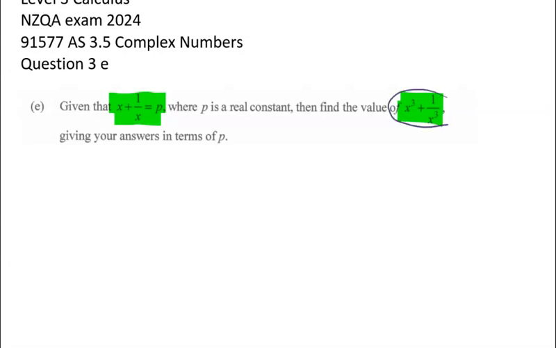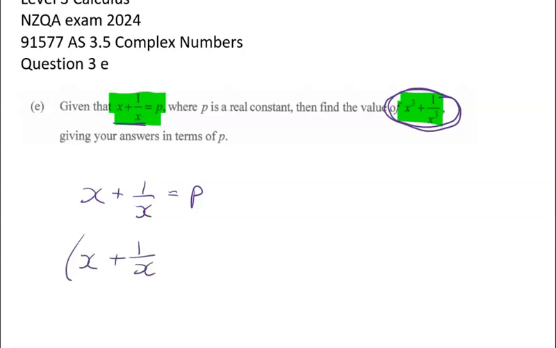I guess the thing to notice here is we've got cubey stuff, and here we've got x stuff. So let's think about where we can start from. We've got x plus 1 over x is equal to p, and to get a cube in there, we're going to cube both sides.